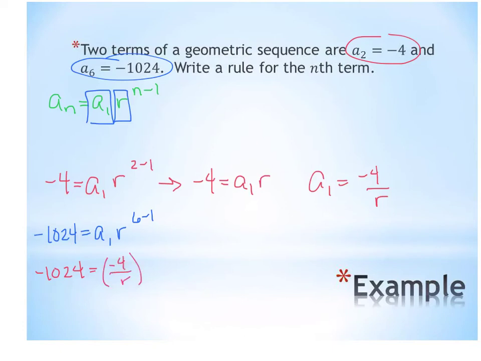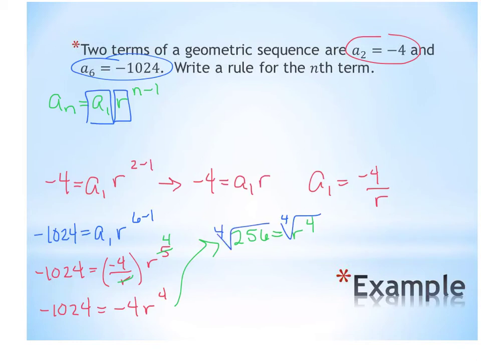-4 over r, because this is r to the 5th, that's then going to become -4 r to the 4th, because that r cancels with one of those. That's why I solved for the a sub 1. Okay, divide each side by -4, and we're going to get 256 equals r to the 4th. How do you get rid of a 4th power? You take a 4th root. So r equals the 4th root of 256, which is just 4.